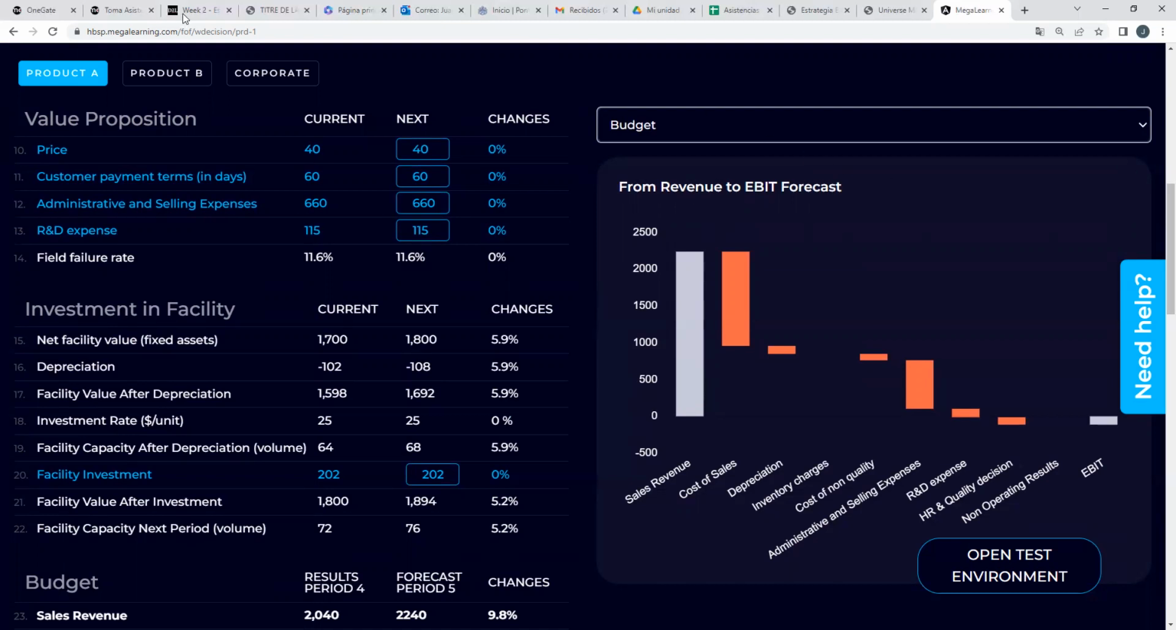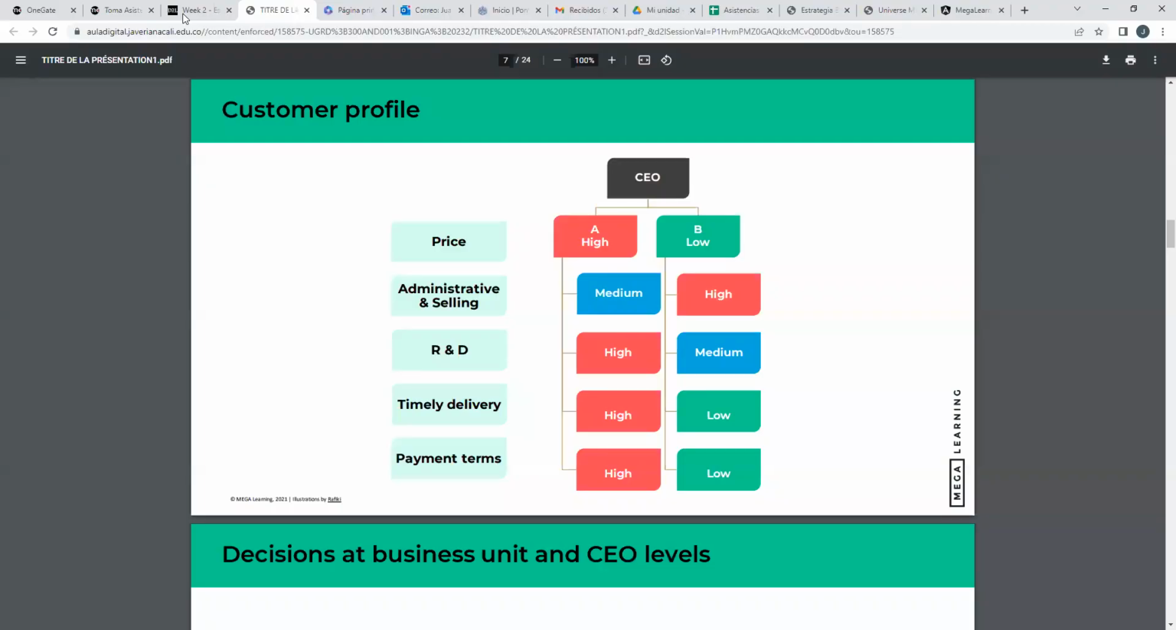And this is connected with this slide. Price, administrative and selling, research, and payment terms. So the value proposition is here.